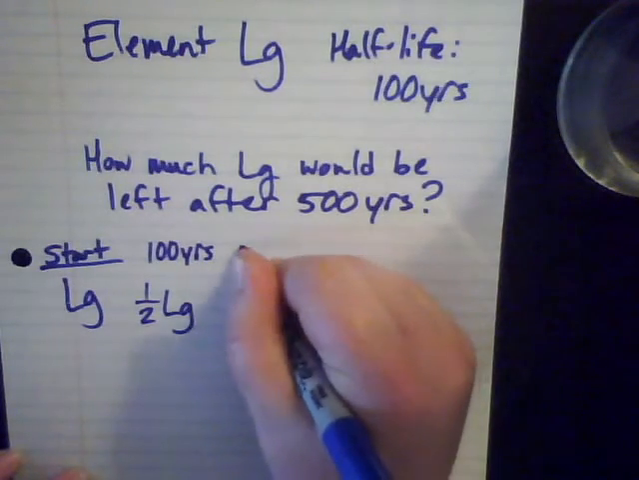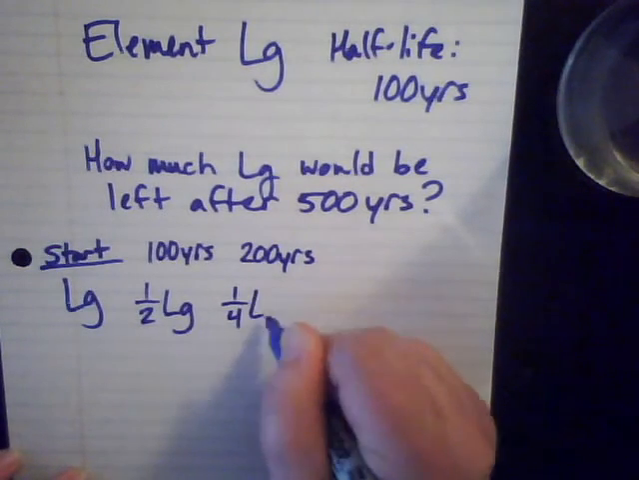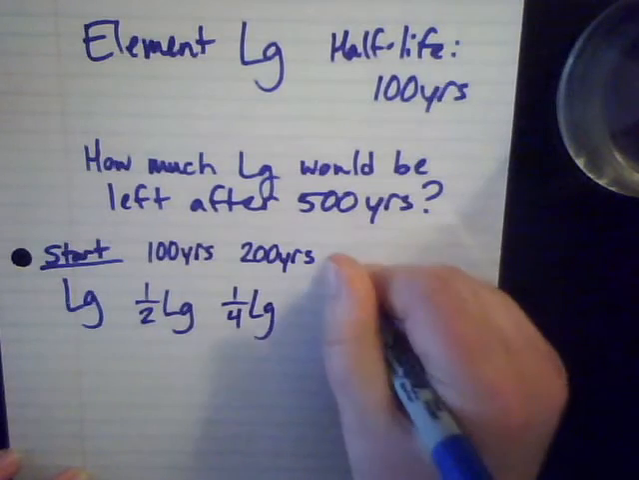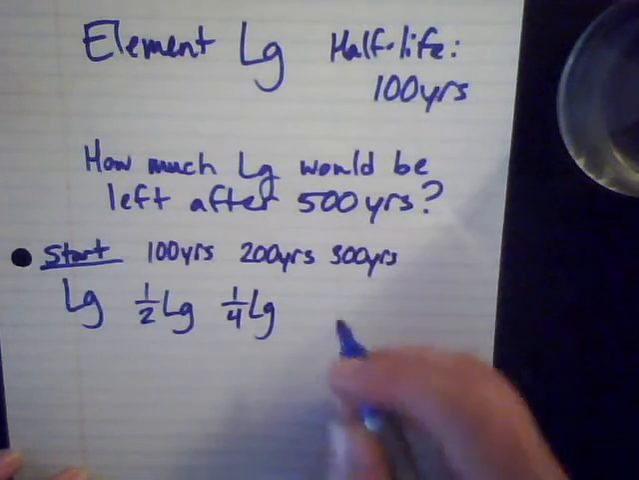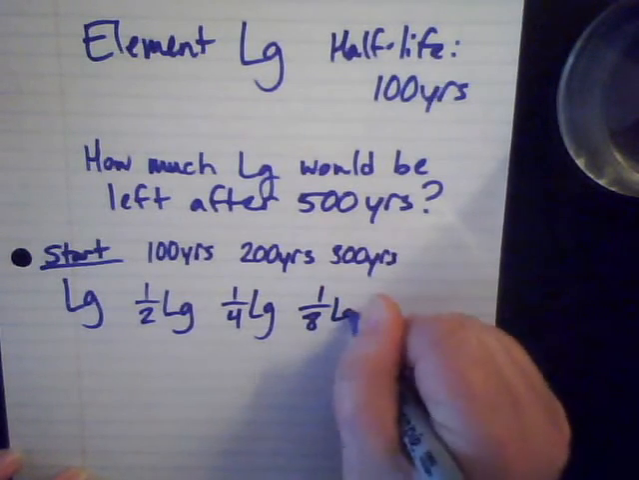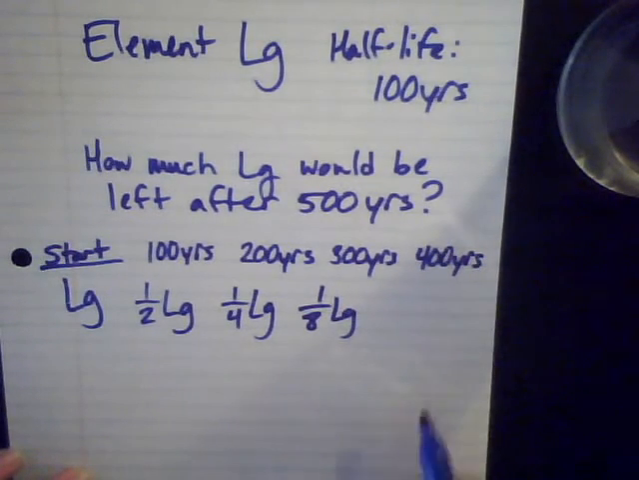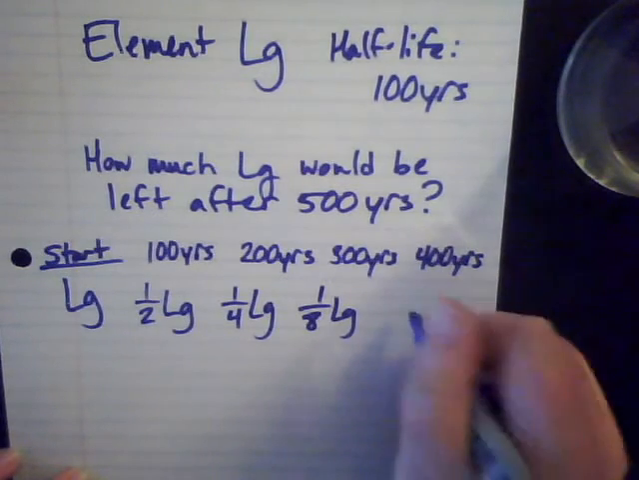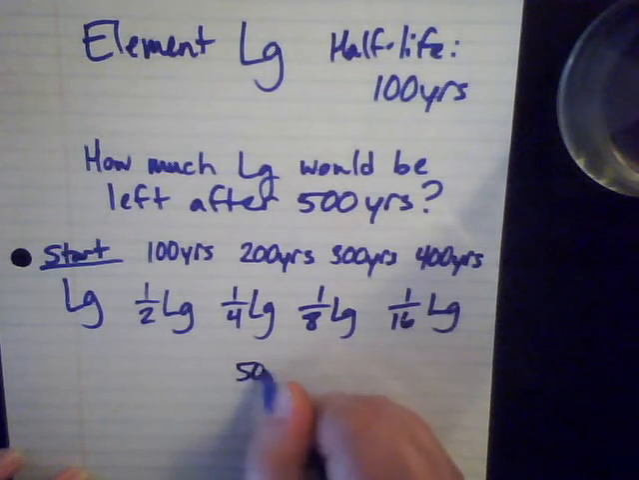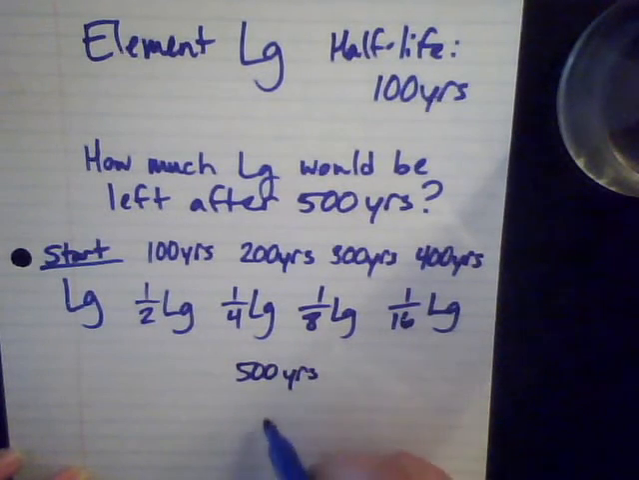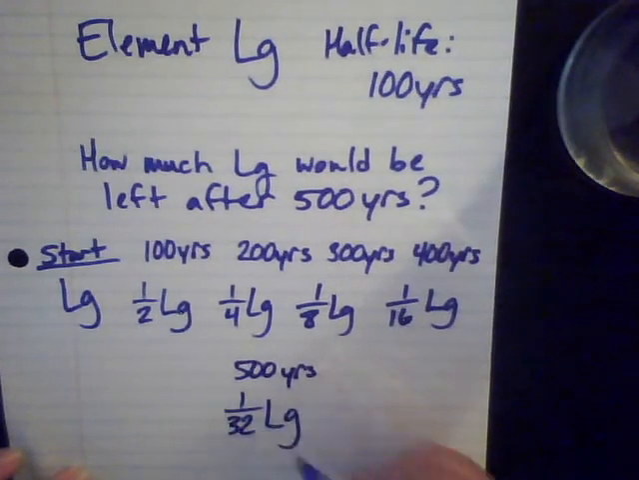After another 100 years, so I'm adding my half-life here, I'm going to have half of my half, which is 1/4. Another 100 years, half of my 1/4, which gives me 1/8. Another 100 years. Now I have half of my 1/8, so that's going to be 1/16. And then at 500 years, which is what I'm looking for, I'm going to have half of my 16th. So that'll give me 1/32 of my original sample.